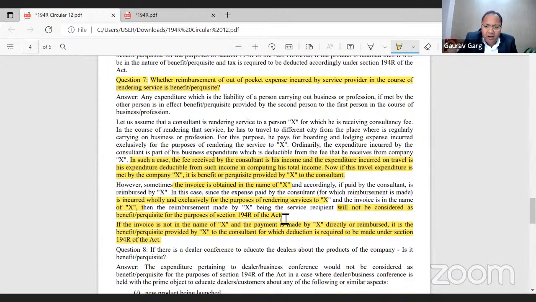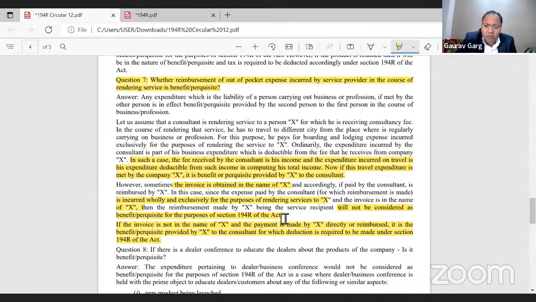If the invoice is in the name of the consultant and the expenditure is reimbursed by the client, then it is benefit or perquisite. Whereas if I read this paragraph which starts with however, if the invoice is in the name of the client and the amount is paid by the consultant, and the client reimburses, then it is not benefit or perquisite under 194R. Third case, wherein the invoice is in the name of the client and the amount has also been paid by the client, then it will not fall under question number 7.